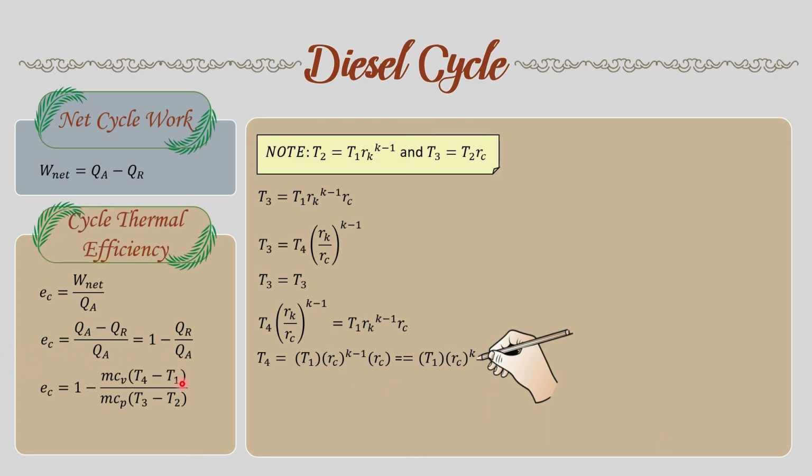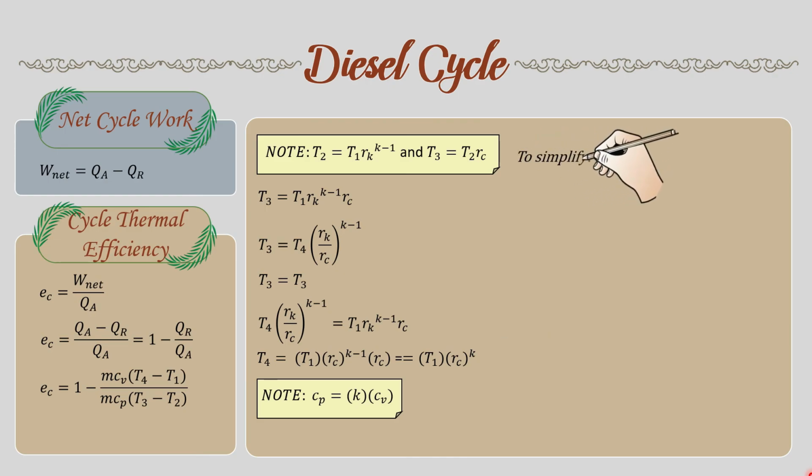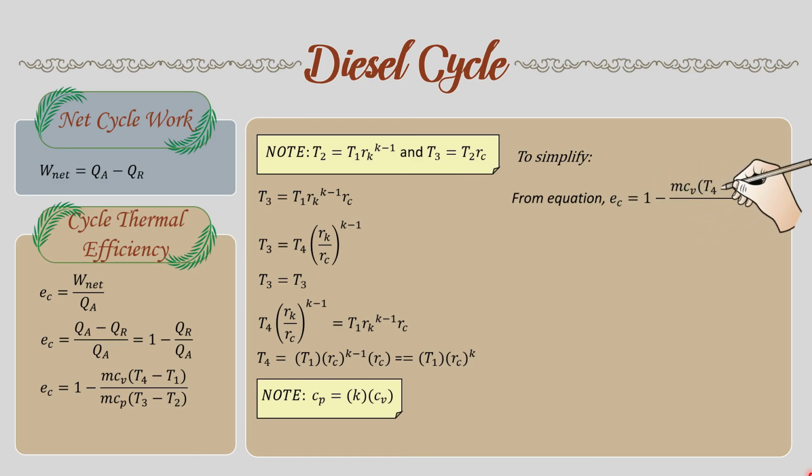To simplify this equation, let us substitute the values of T4, T3, and T2. And if you can remember, Cp is equals to K times Cv, right? So to simplify, from the equation of the cycle thermal efficiency is equals to 1 minus MCV times T4 minus T1 over MCP times T3 minus T2. Let us substitute the values of T4, T3, and T2.